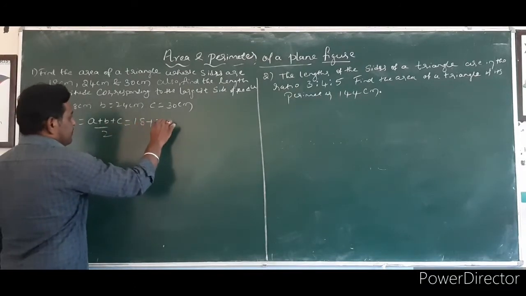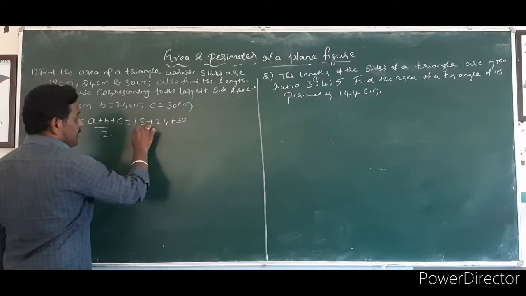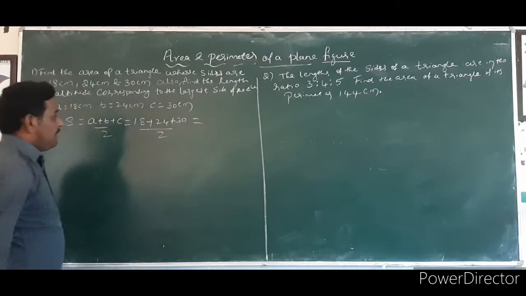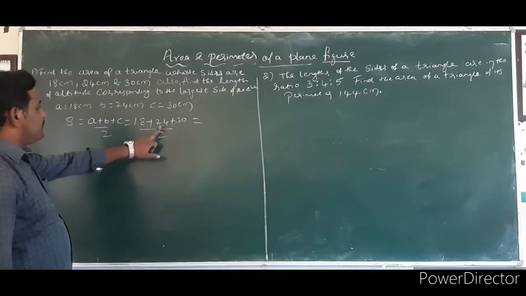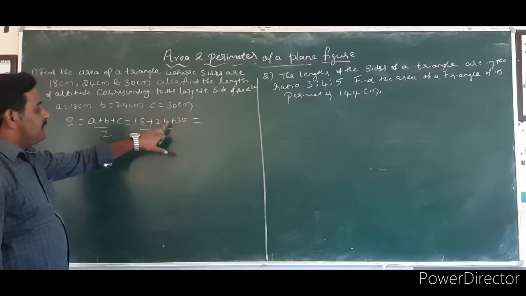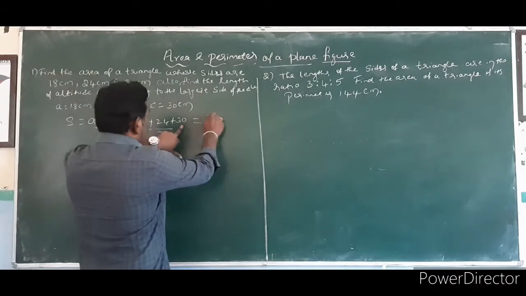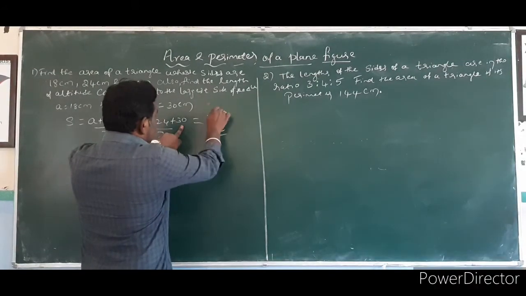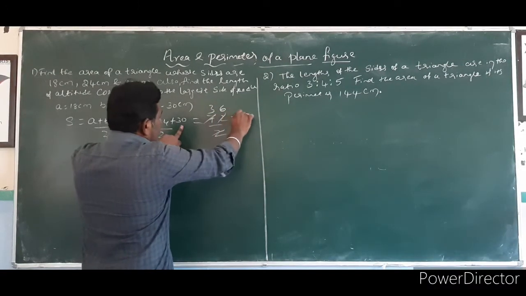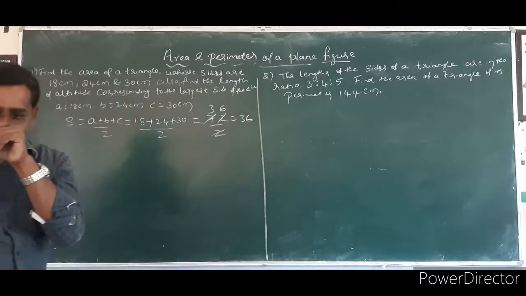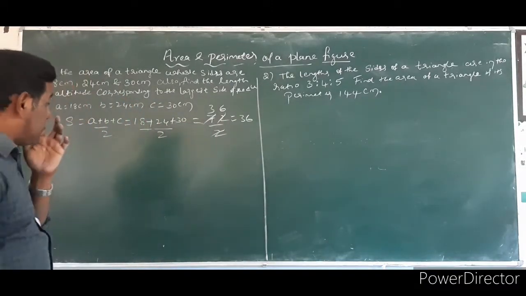18 plus 24 plus 30 divided by 2. 18 plus 24 is 42, 42 plus 30 is 72, divided by 2, 2 3s are 6, 2 6s are 12. What is the semi-perimeter? That is 36 centimeter.